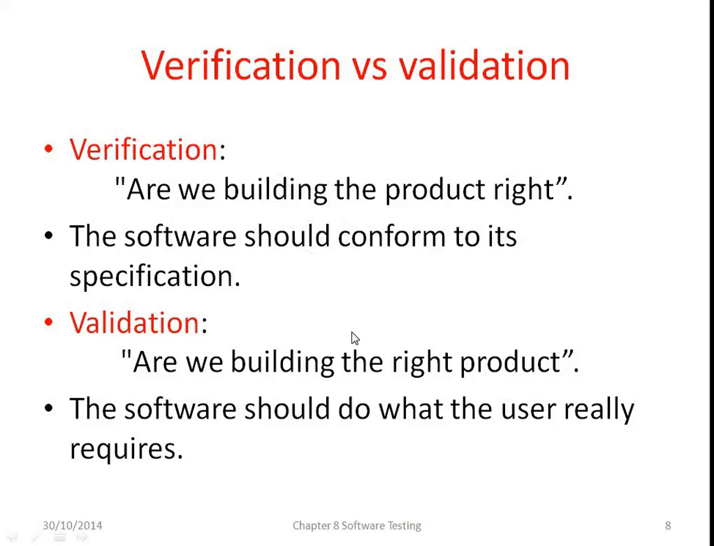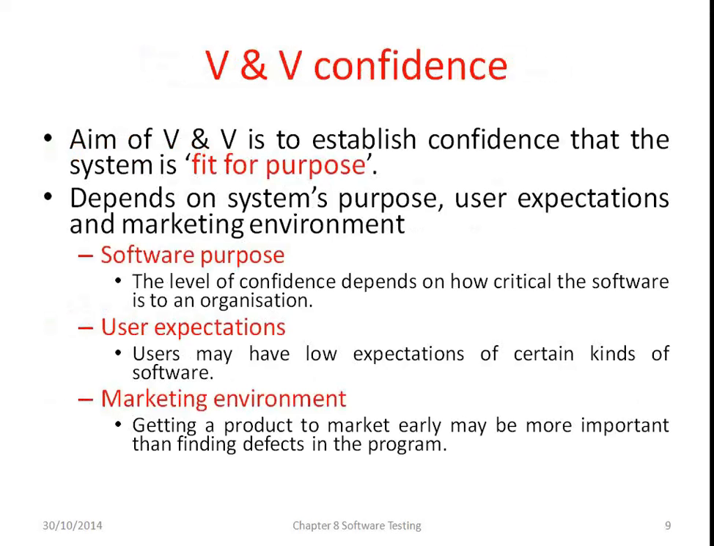And validation means: are you building the right product? The software should do what the user really requires, based on the requirements of the customer. Are you building the right product or not? That is validation. These are the two words, verification and validation. Product right is verification; right product is validation.